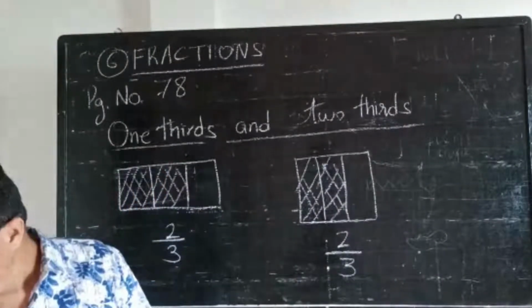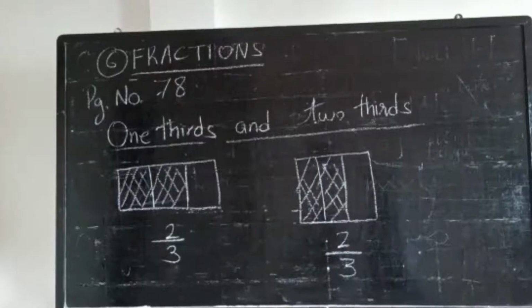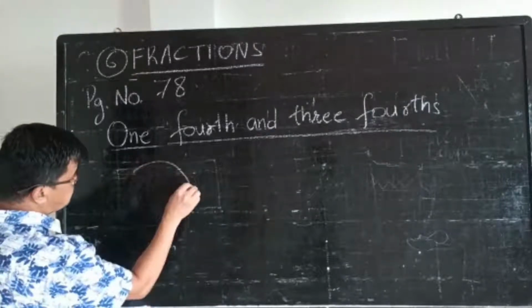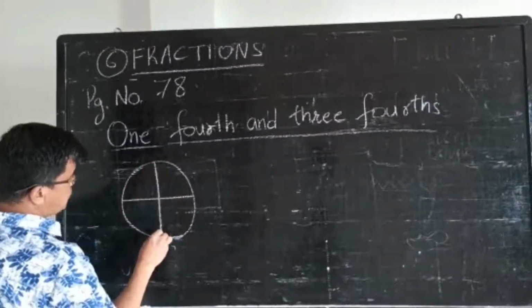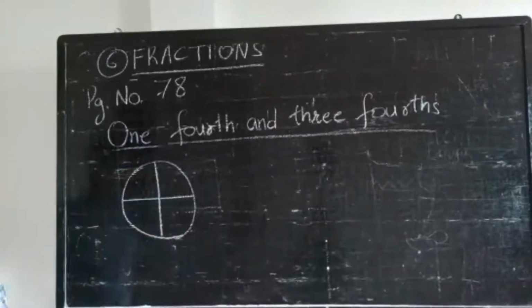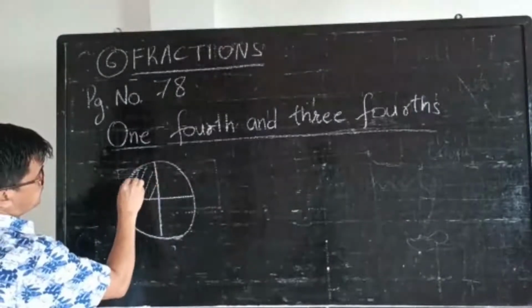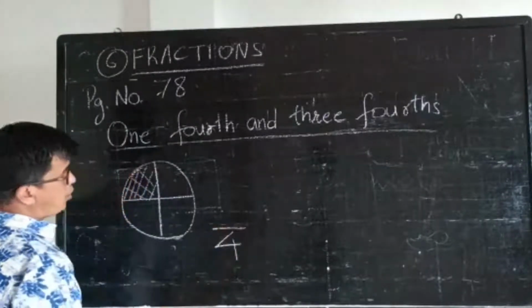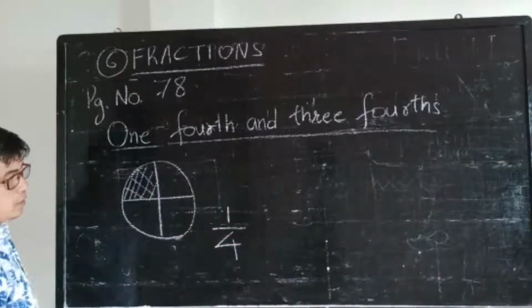Now we come to 1/4 and 3/4. Let's make a circle here. We divide the circle into 4 parts: 1, 2, 3, 4. Out of 4 parts, we shade only 1 part. So, how many parts total? 4. Out of 4, how many shaded? Only 1. This is 1/4.